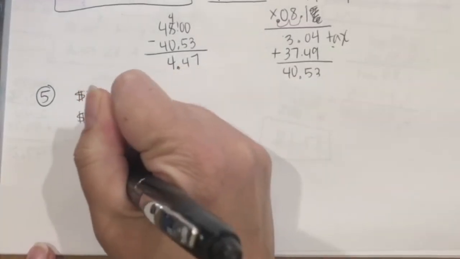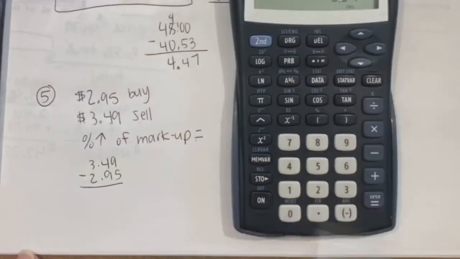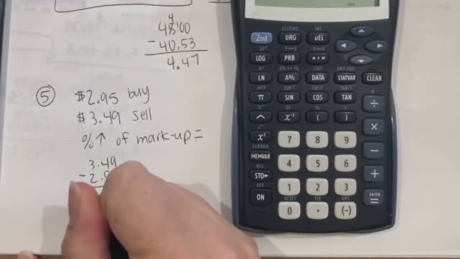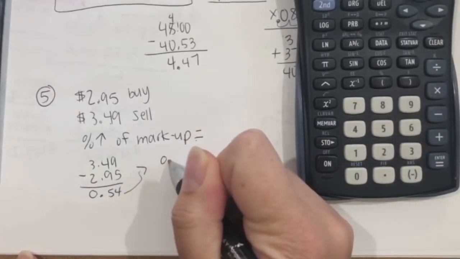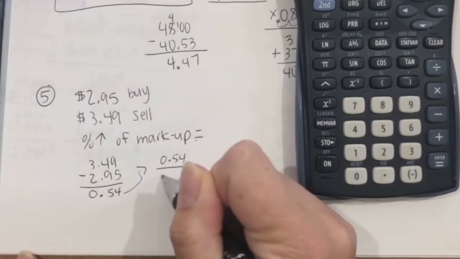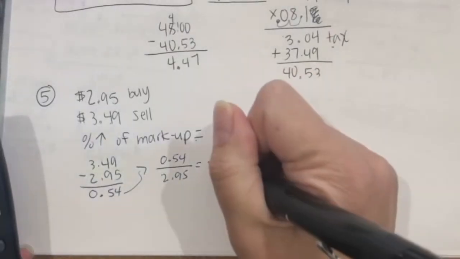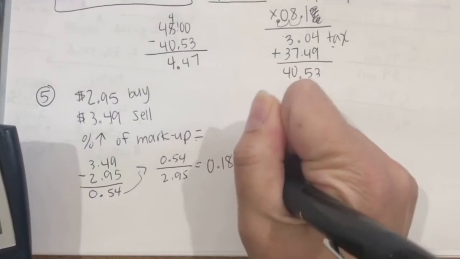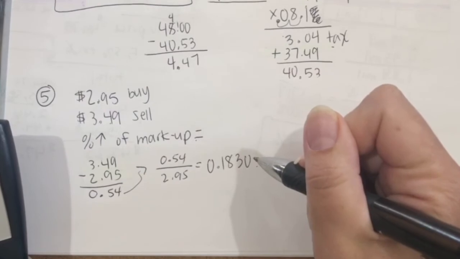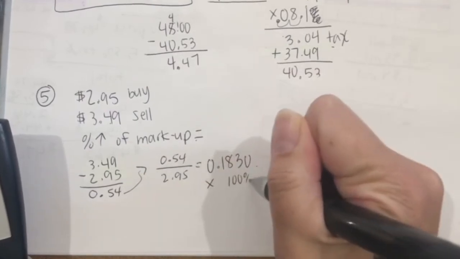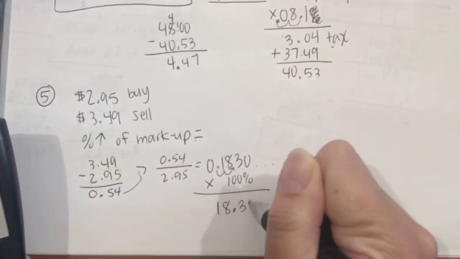So 3.49 minus 2.95 is 54 cents. That's the difference, so we'll take that and we'll divide it by the original. And I get 0.1830 and so on. And what are we rounding to? The nearest tenth. So let's multiply this by 100%. We'll move the decimal point twice, so that's 18.3%.